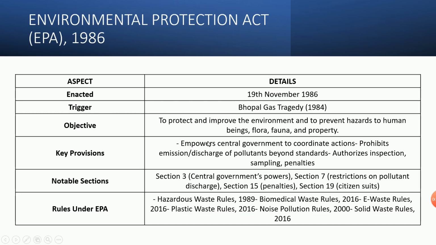Key provisions: empowers the central government to coordinate actions, prohibits emission and discharge of pollutants beyond standards, authorizes inspection, sampling and penalties. Notable sections: Section 3, central government powers; Section 7, restriction on pollutant discharge; Section 15, penalties; Section 19, citizen suits.